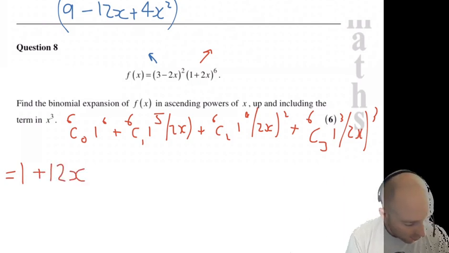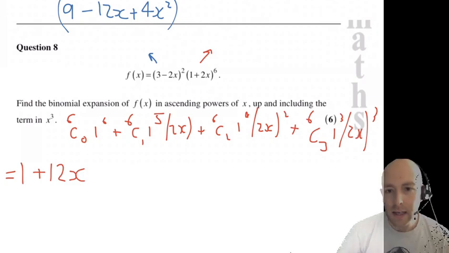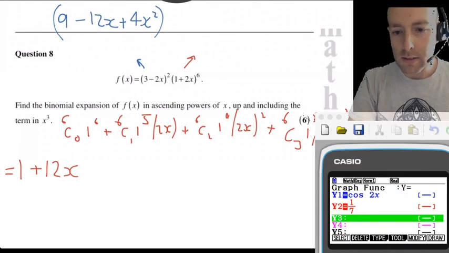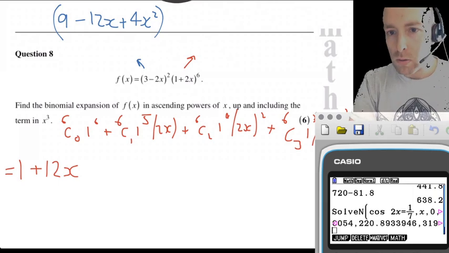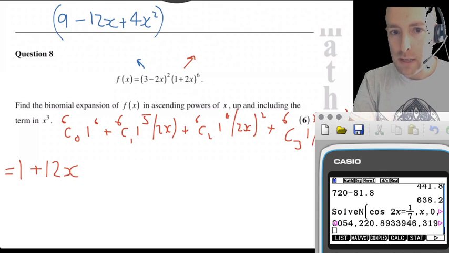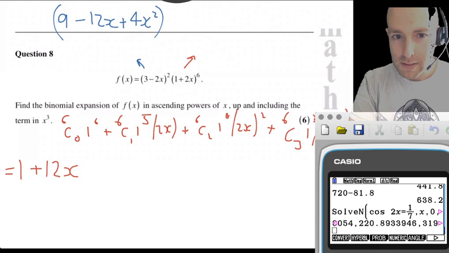6C2, I don't remember off the top of my head. I've only got the graphical calculator. If you don't know where the NCR button is on the calculator, I will show you guys quickly. You go back to the main menu, then option, prob. The probability, and then it's NCR.